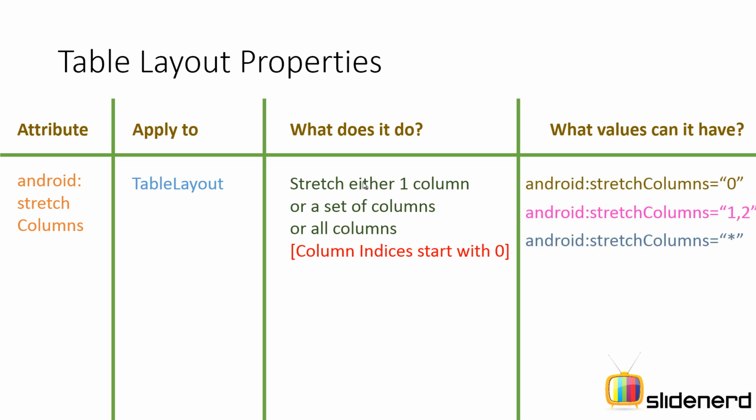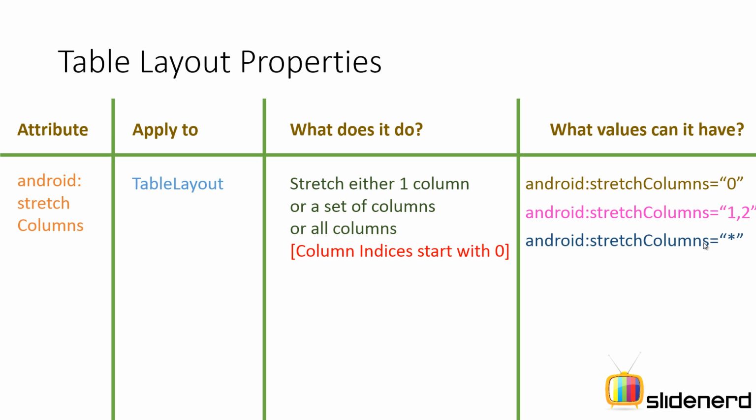So what values can it have? You can say android:stretchColumns is 0. In that case, it will stretch the first column. And when you say android:stretchColumns is 1,2, it is going to stretch the second and the third column equally. And when you say star, then it's going to stretch all the columns equally.